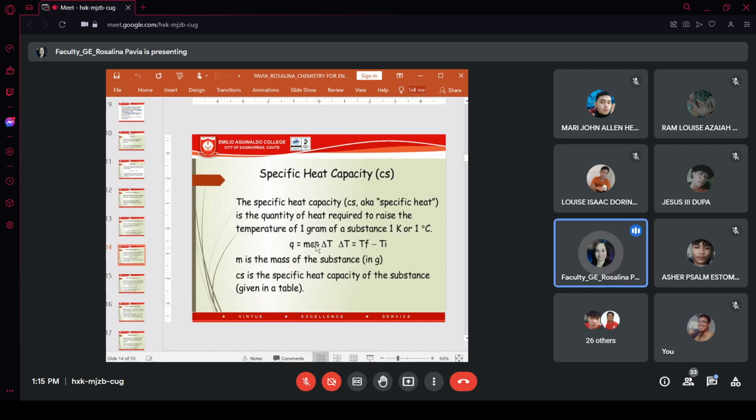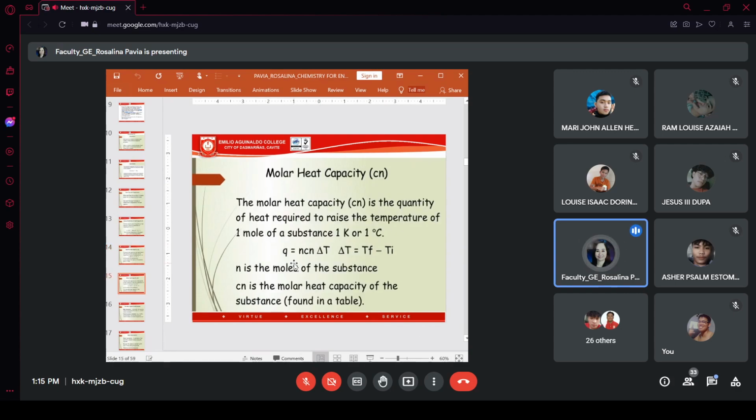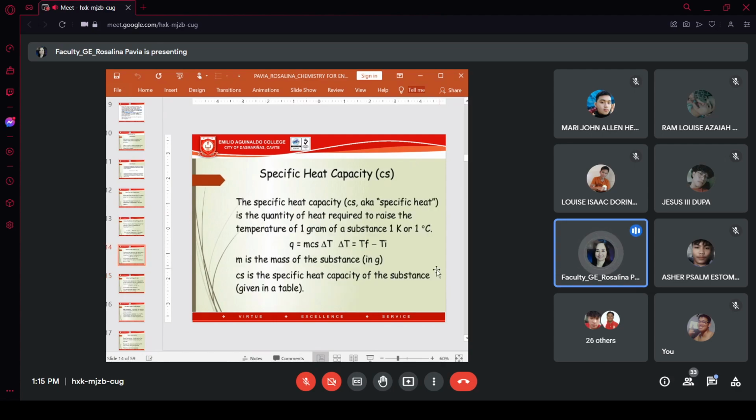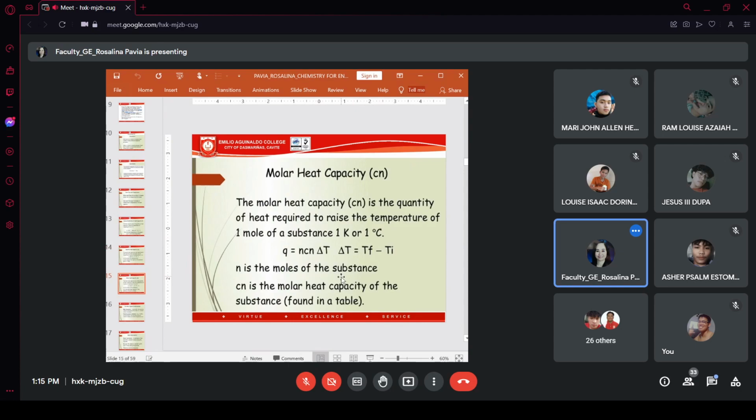Dito, mass. Okay? Pag sinabing specific heat capacity, yung mass ang kinoconsider natin. Pag molar heat capacity naman, yung number of mole. Okay? But we will be using more of this one. Sa mass tayo, ha? So N is the number of moles of the substance. Cn is the molar heat capacity of the substance, which is also found in the table. And of course, delta T is the TF minus TI. We have the final minus the initial temperature.